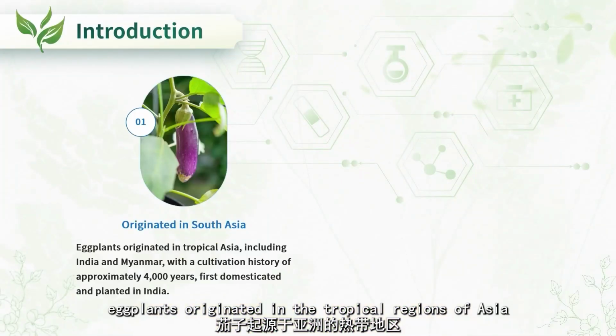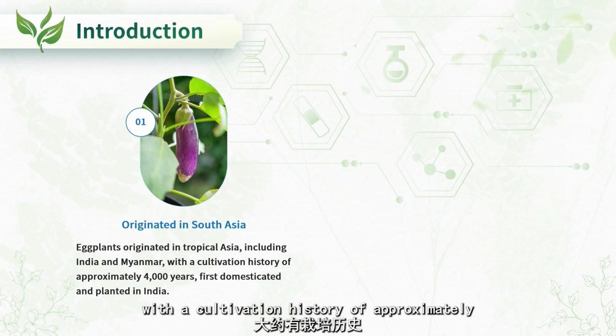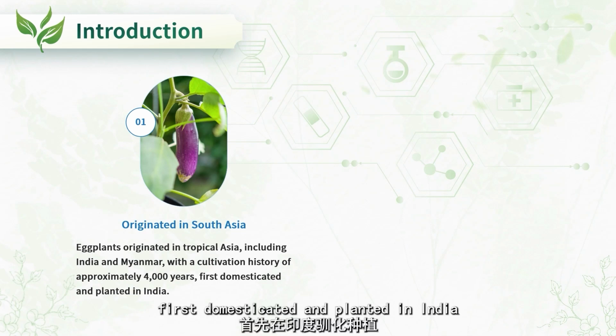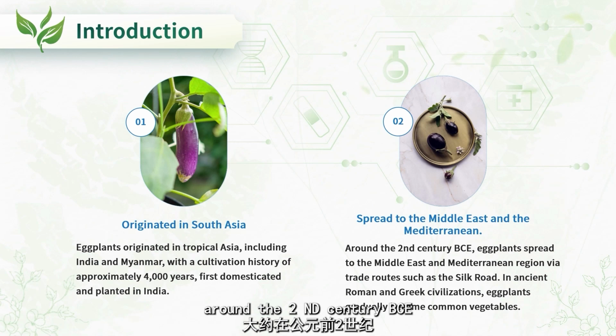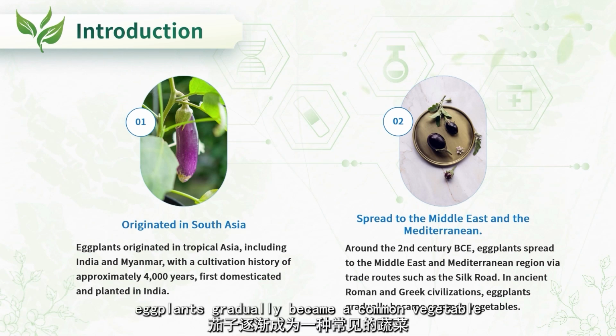Eggplants originated in the tropical regions of Asia, such as India and Myanmar, with a cultivation history of approximately 4,000 years. First domesticated and planted in India, around the 2nd century BCE, eggplants spread to the Middle East and the Mediterranean region via trade routes like the Silk Road. In ancient Roman and Greek civilizations, eggplants gradually became a common vegetable.